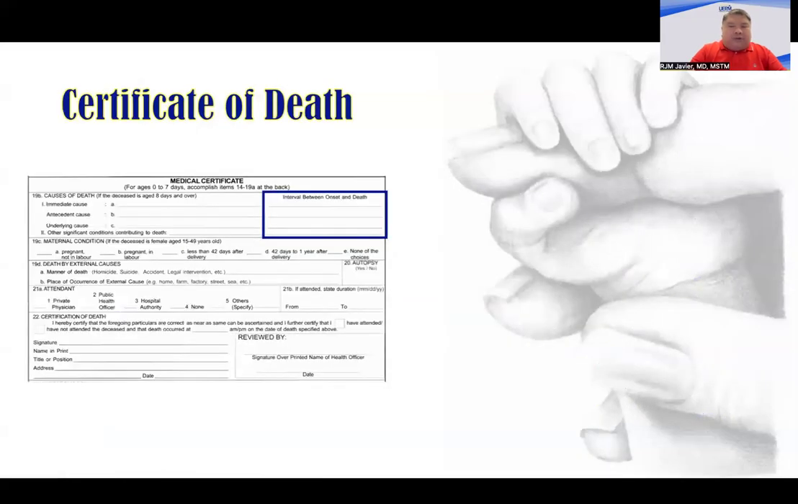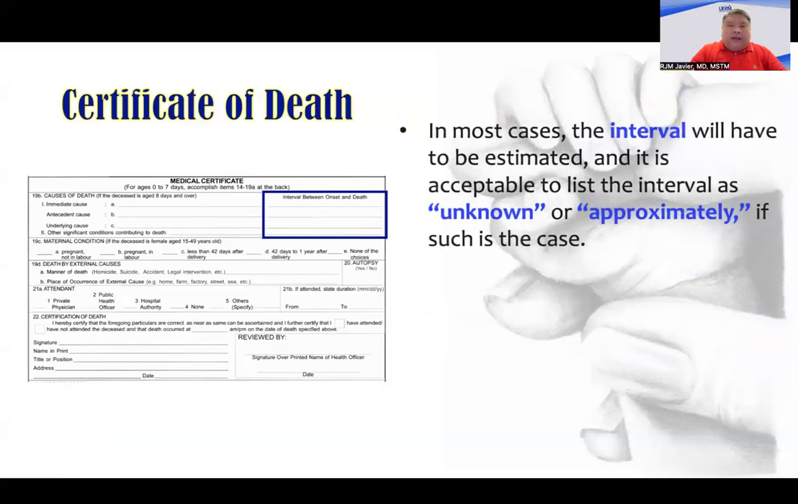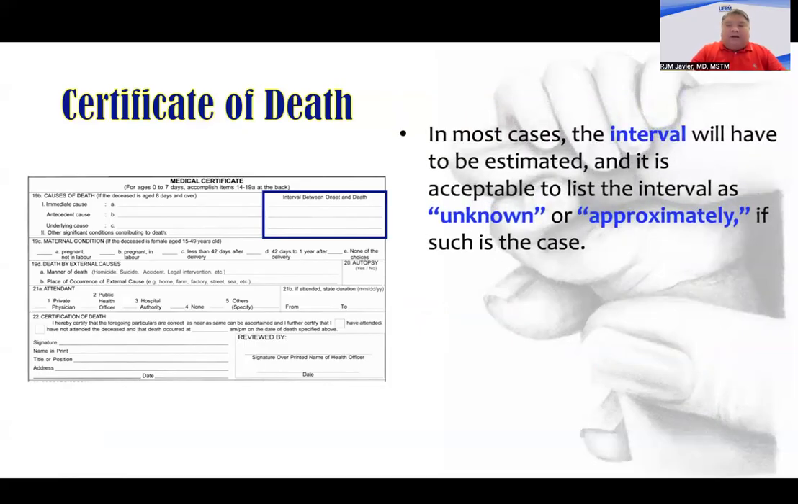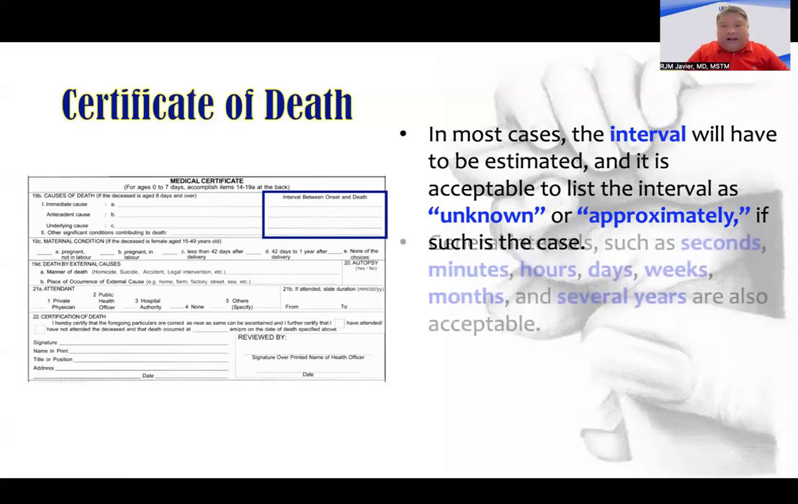Now, you also need to include the interval between onset and death. Why is this important? Because the interval doesn't have to be very specific. For example, if he's a diabetic but I don't know how long he's been diabetic, then you put unknown. Or let's say he's been a diabetic for at least maybe 5 years or so, so approximately 5 years.